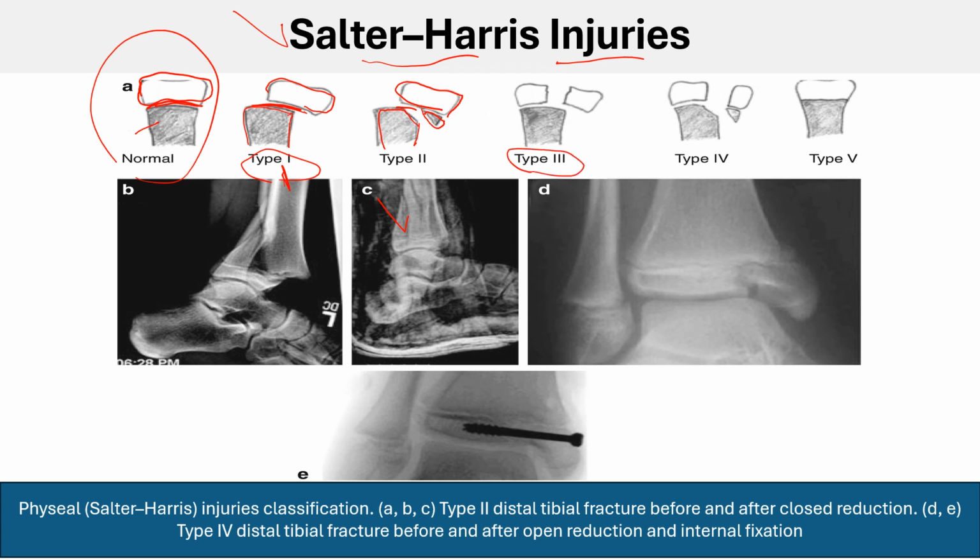Type 3 is less common. The metaphysis is normal. You have fracture in the growth plate going through the epiphysis. You have fracture in the epiphysis, but the metaphysis is intact.